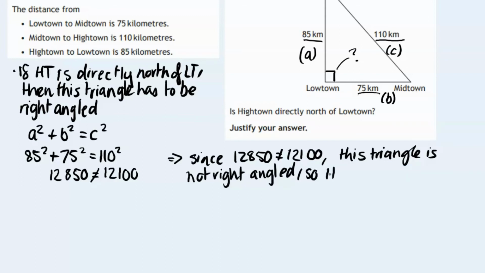So Hightown, HT, is not directly north of Lowtown. Okay, because the left hand side does not equal the right hand side, we don't have a right angled triangle. If these two numbers were the same, then the triangle would be right angled. So that's how we use the converse of Pythagoras. Just substitute the three numbers into Pythagoras, and see if the left hand side is equal to the right hand side. Alright folks, so that's everything that you need to know about the Pythagoras theorem.